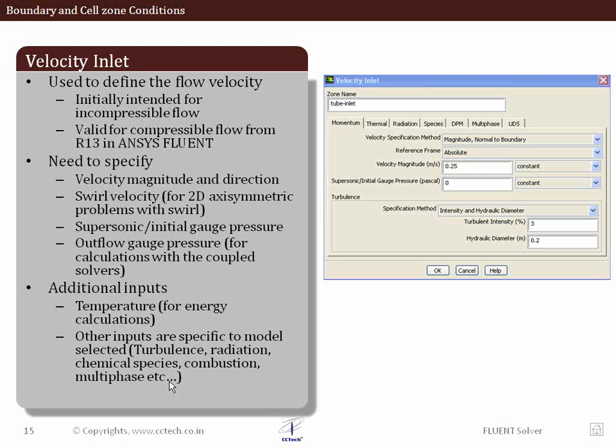Now that we are familiar with how we can give the inputs in terms of a constant value or a parameter, or let's say a user-defined function or profile, and that we are also familiar with how to specify the direction of the flow, let's look at how to give the different inputs within the specific boundary types. So let's say we start with velocity inlet. Basically it was intended for incompressible flows, but it is also possible to use it in version 13 and further releases for compressible flow calculations.